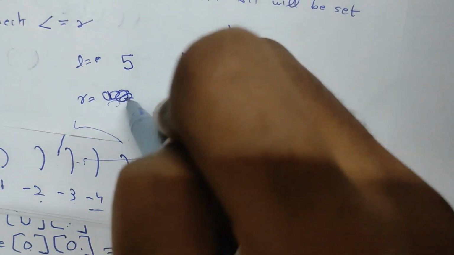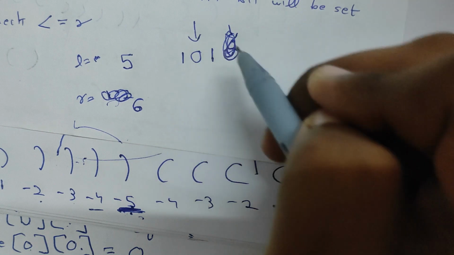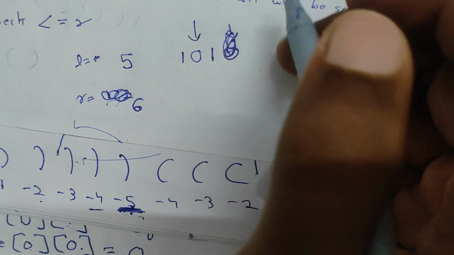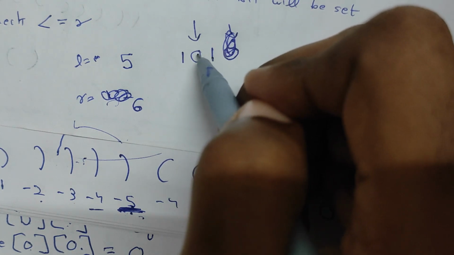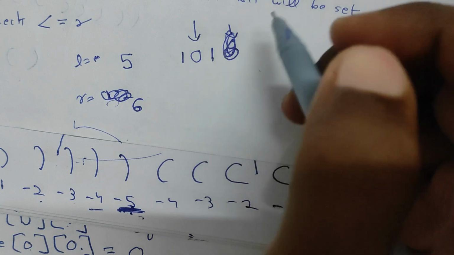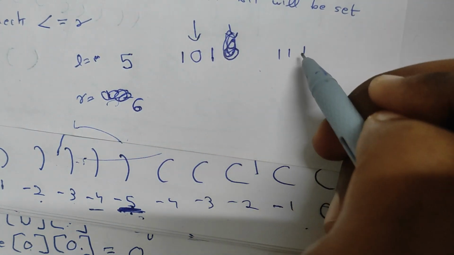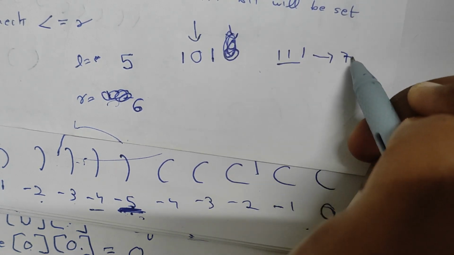I'll put a small value for you to understand. For 5, this particular bit is not set, right? Now we want to see whether, if we set this bit, it will exceed the bounds. So if we set this bit, what will the binary representation be? The binary representation will become this, and what is the value for this? The value for this is 7.